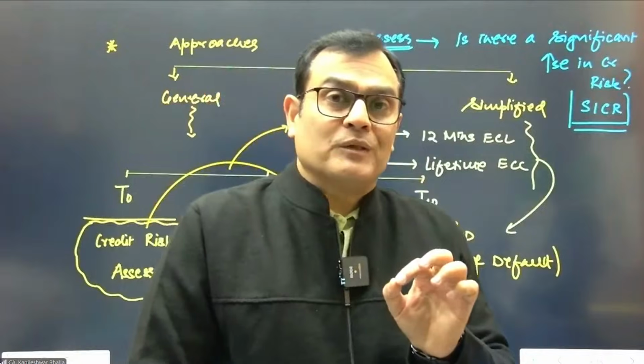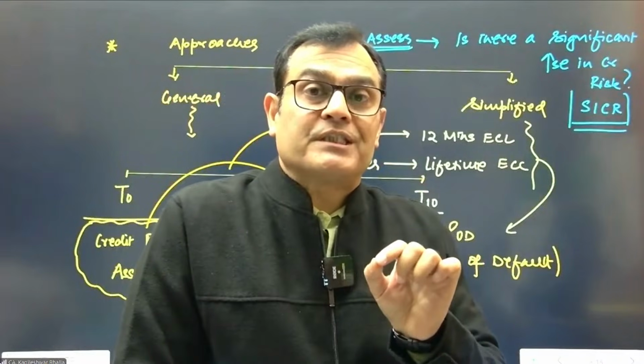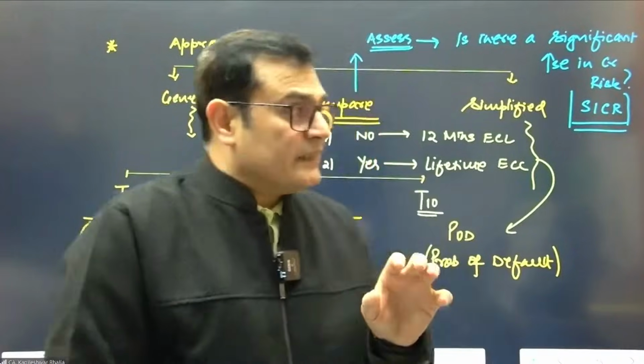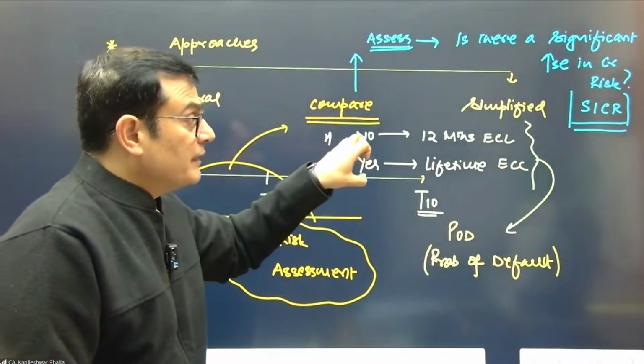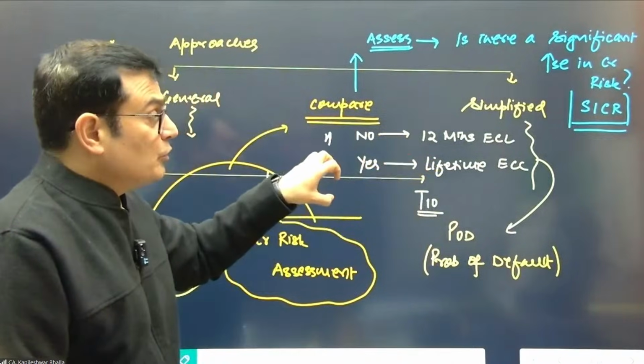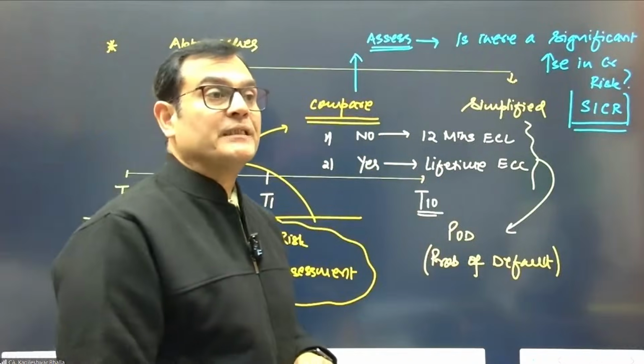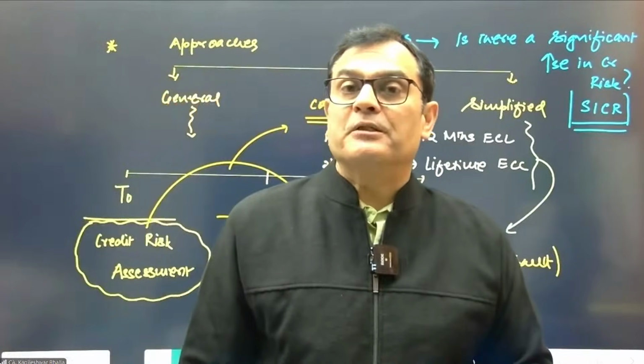So the companies, with a journal approach, will be able to visualize whether we need to look into the conditions over the next 12 months, or whether we need to look at the conditions over the lifetime of the instrument, through which we will get the POD.